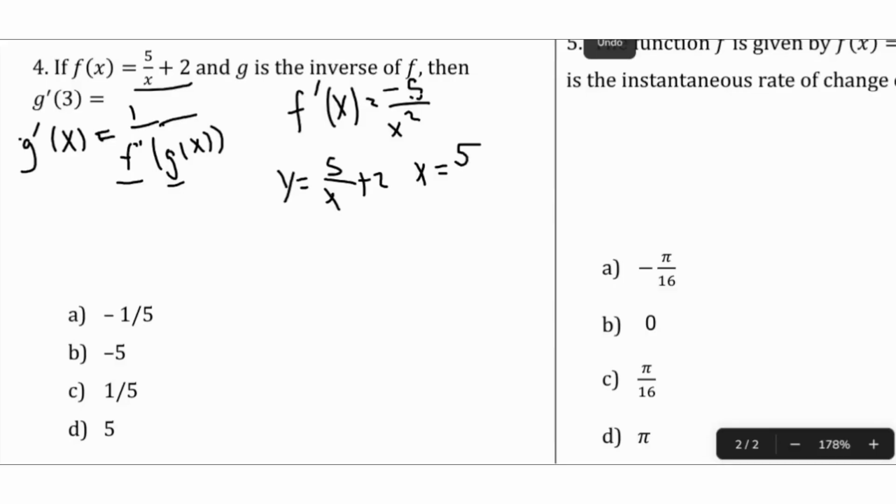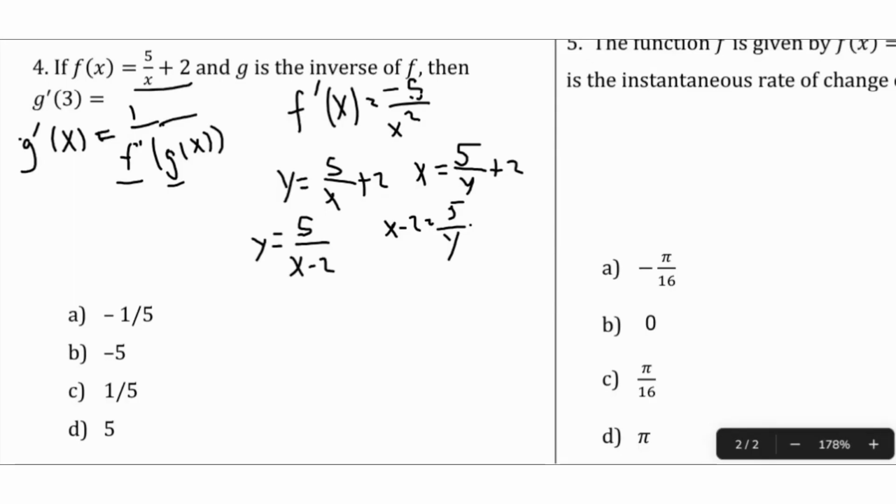x equals 5 over y plus 2. So x minus 2 equals 5 over y. So then y equals 5 over x minus 2. So this is the function for g of x.